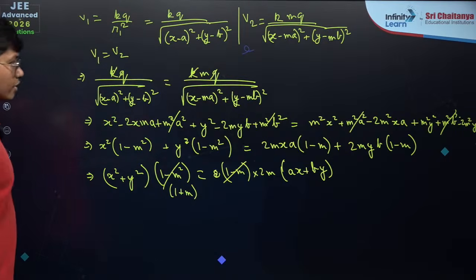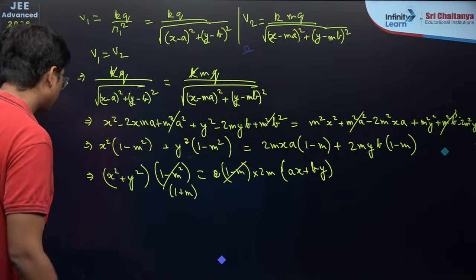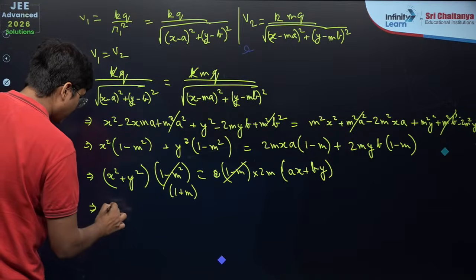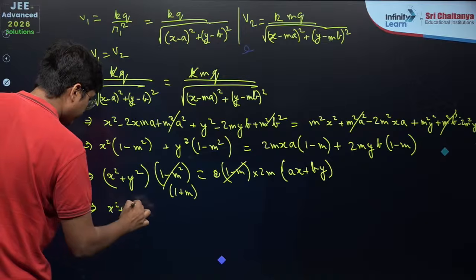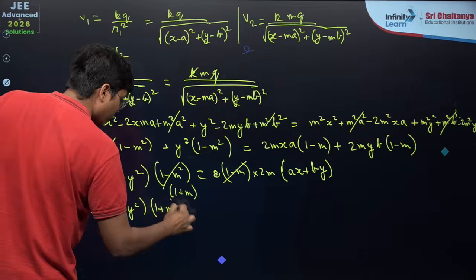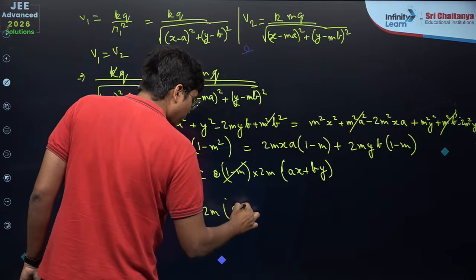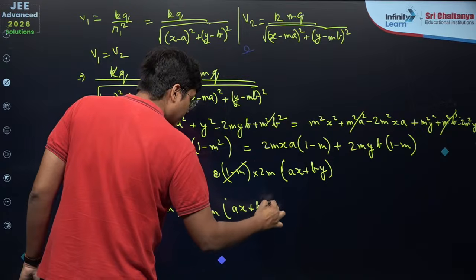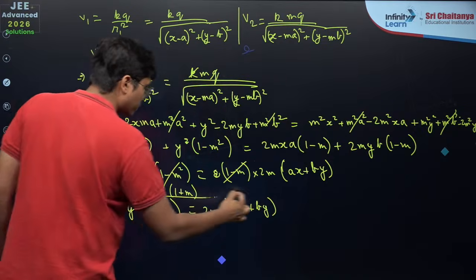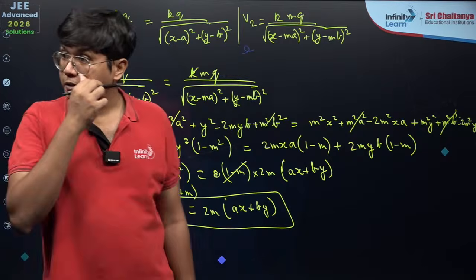And I think we have it there, right? Yep, I think we have it there. x square plus y square into 1 plus m is equal to 2m into (ax plus by). This is the relation you have to get to. Rigorous calculation, rigorous maths, but this is the equation you have to get to.